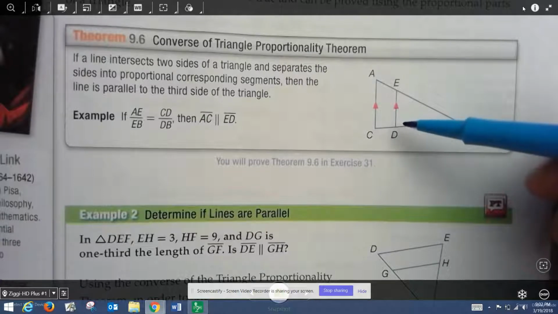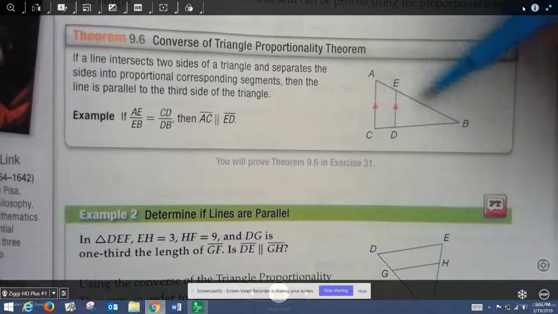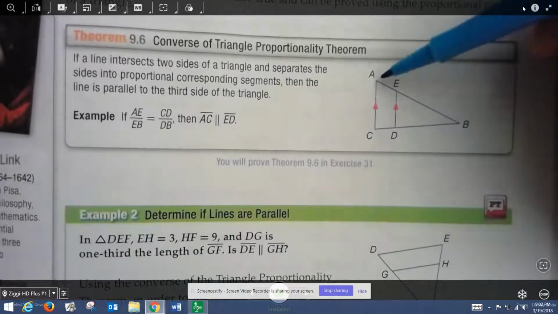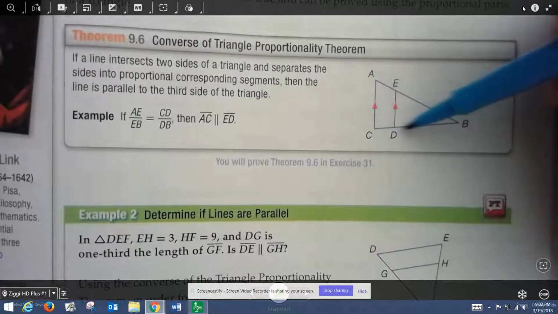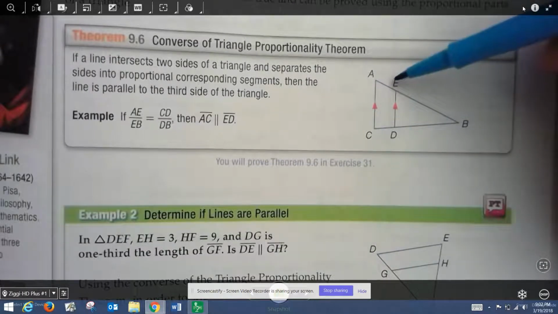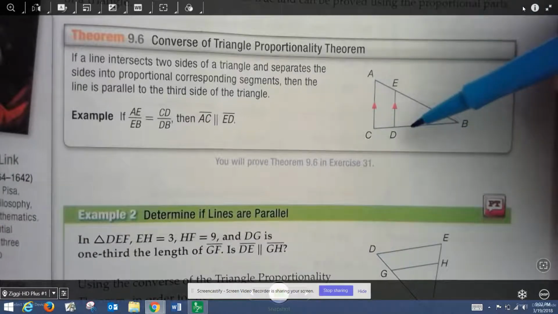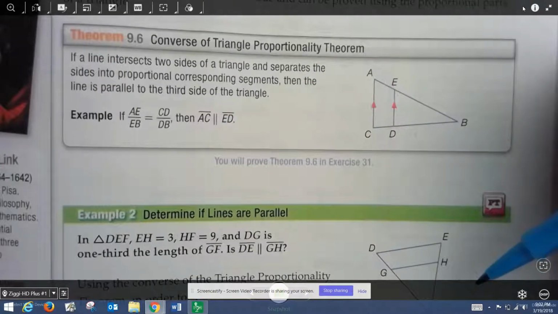But all it says is if you compare the ratios of, let's say, AE to EB, the ratio between these two sides, to the ratio of CD to DB, the ratio of these two sides, if the ratios are proportional or equal to each other, then you know that these two lines are parallel. So the logic's actually just kind of backwards, and it's not too bad.